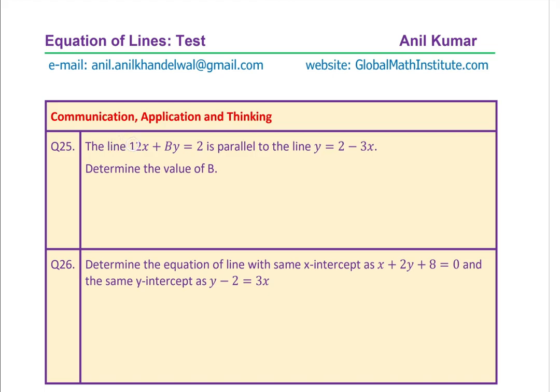The line 12x plus by equals to 2 is parallel to the line y equals to 2 minus 3x. So parallel lines have same slope, right? You can use this concept. We know slope is what? In this case, slope is minus 3. So we are looking for slope m equals to minus 3, right?